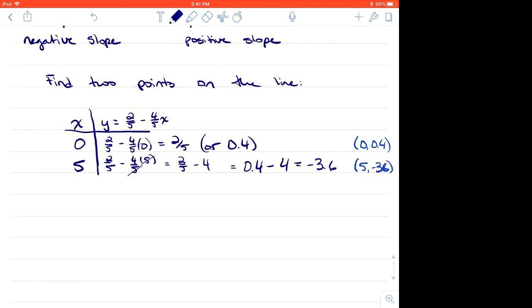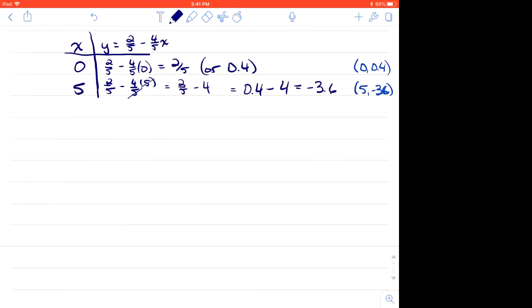Here things get a little tricky when I try to figure out my axes, because my x's need to cover at least 0 to 5, since those are the points I've picked, maybe a little bit more. And my y's have to cover between at least 0.4 and negative 3.6. We need to keep that in mind when we're setting up our axes, but that is part of the reason why I just give it to you.